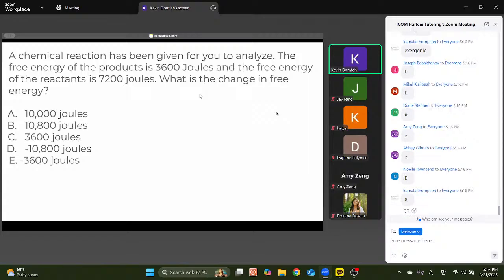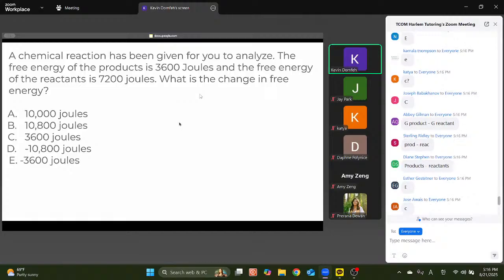I'm seeing a lot of E's. Can somebody explain how we're getting E? I'm seeing C's as well. I'm not going to say the answer yet, but I just want someone to explain why they think their answer is the answer. Yes, it's going to be products minus reactants, not reactants minus products. Be very careful with that.